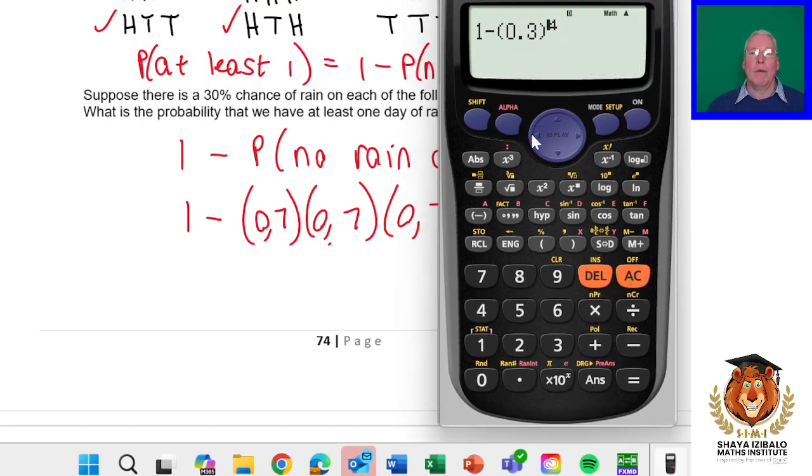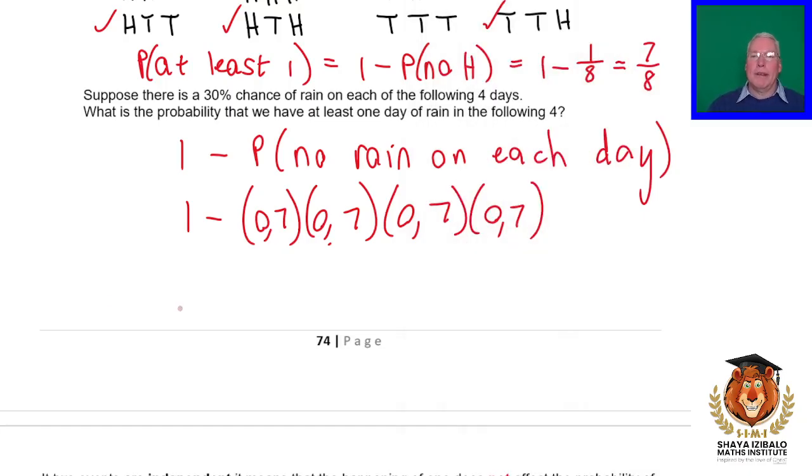We can just rewind that calculation and change that 3 to a 7. And that's looking a bit better. About 76%. Approximately 76% chance of at least one day of rain.